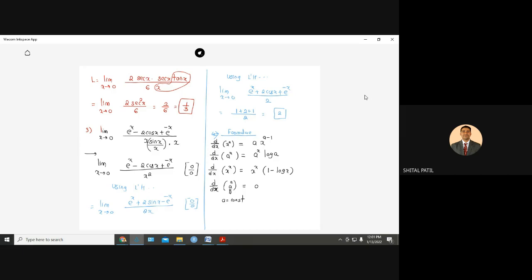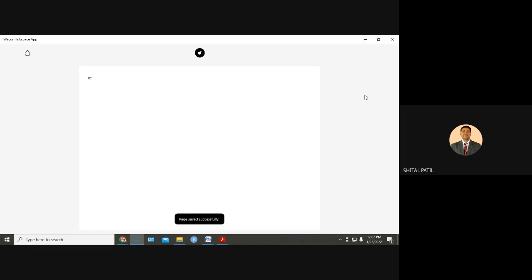Hope all these things are very well known to you. If not, write the formulas and remember them. Let me go through one example of this type. Next page. So the example is like this. Limit x tends to y, x raised to y minus y raised to x.